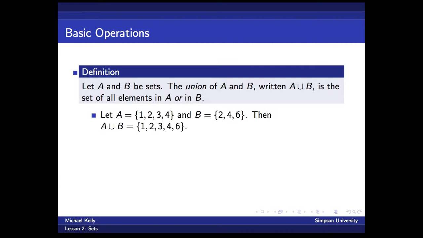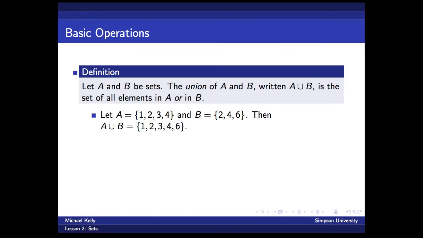For example, if A is the set 1, 2, 3, 4, and B is the set 2, 4, 6, then A union B is 1, 2, 3, 4, 6. That includes all elements of A or B or both, but we don't count multiplicities. So 2 is an element of A and of B. That makes 2 an element of A union B, but it's not counted twice. That's because membership is binary. We just want to know if 2 is in the set or not. It is in the set, so we list it. But you don't list it twice because it can't be in something twice. It's just in it.